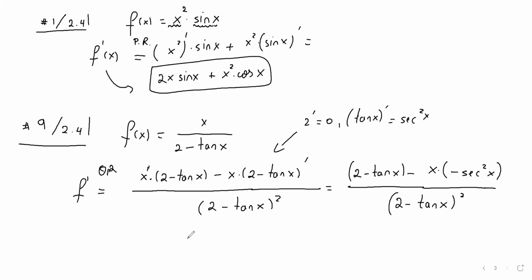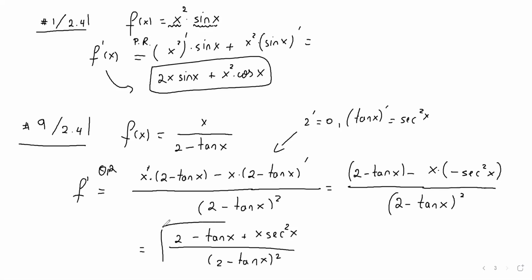All right, so that's going to be equal to, the bottom part is 2 minus tangent x squared. The top part is, we got 2, we got minus tangent x. We collect the like terms if we have any. We don't really have any. Plus x secant squared x. And that is your final answer.